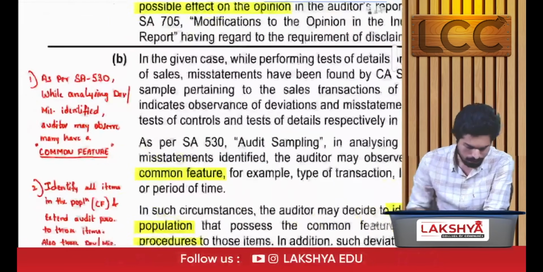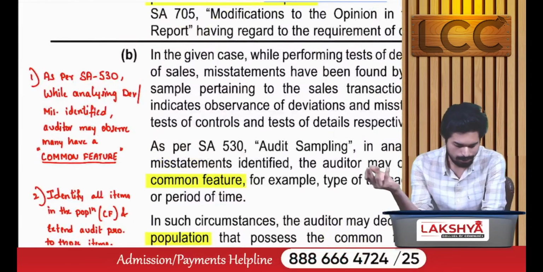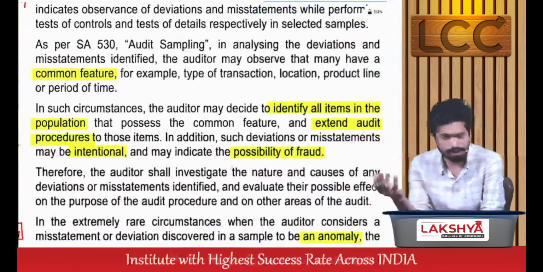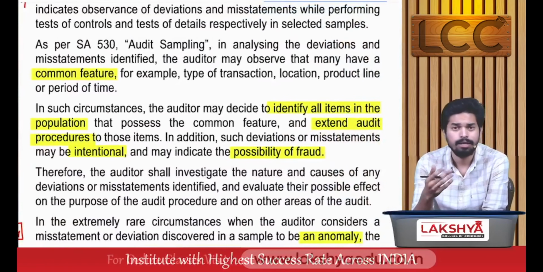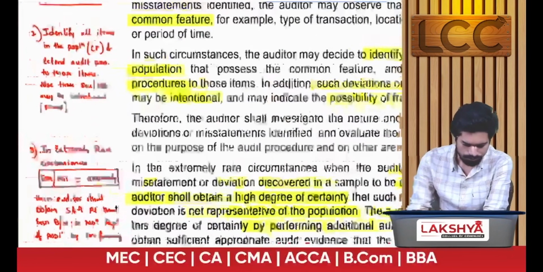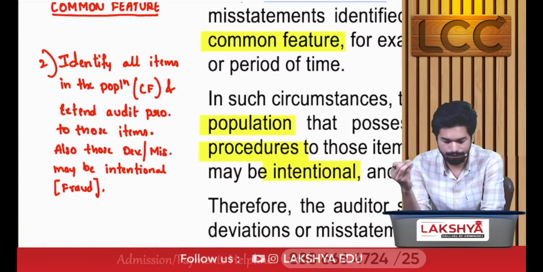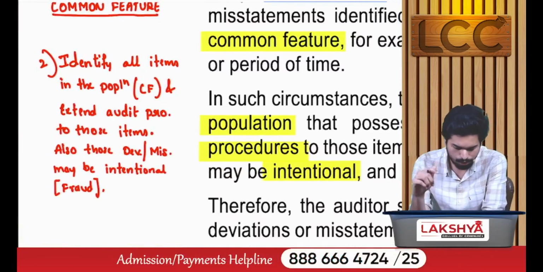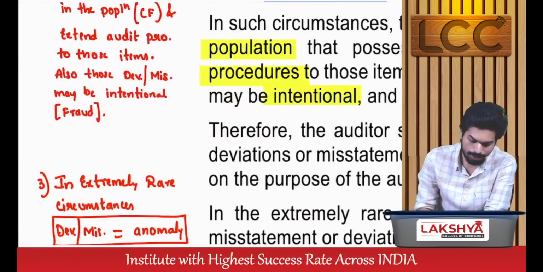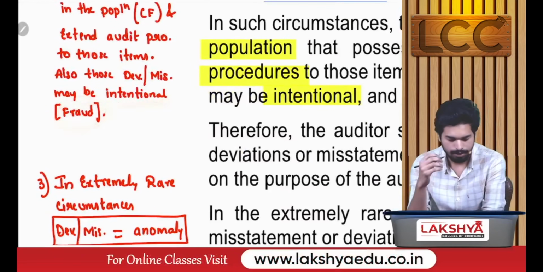So as per SA 530, while analyzing deviations or misstatements identified, the auditor may observe that many have a common feature, like for example, type of transaction, location, product line, time, etc. Now what does the auditor have to do? Identify all the items in the population that possess the common feature and extend the audit procedures to those items. Also, the deviations or misstatements may be intentional, which may indicate the possibility of fraud.